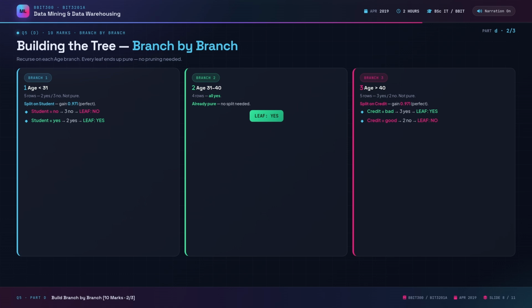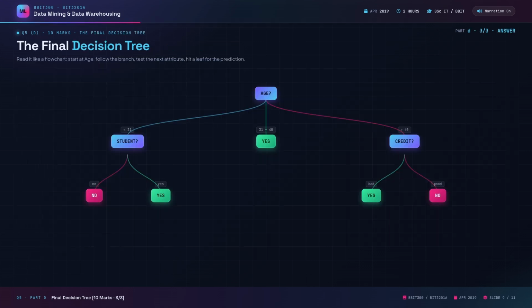At the root, age, 3 branches. Left branch, age under 31, test student. If not a student, predict no. If a student, predict yes. Middle branch, age 31 to 40, predict yes directly, no further test. Right branch, age over 40, test credit rating. If bad credit, predict yes. If good credit, predict no.